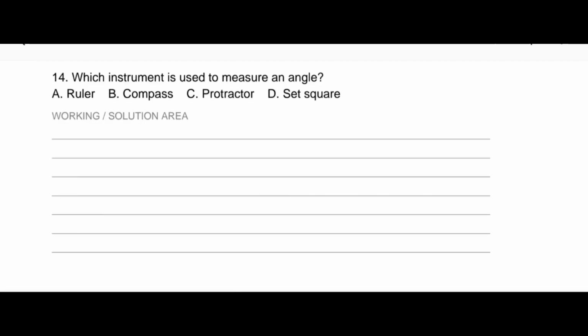Which instrument is used to measure an angle? So the answer is protractor, C. I was telling you that a protractor is one of the instruments in your math set, and it looks like this, and it has measurements. You remember? So the answer is C, protractor.